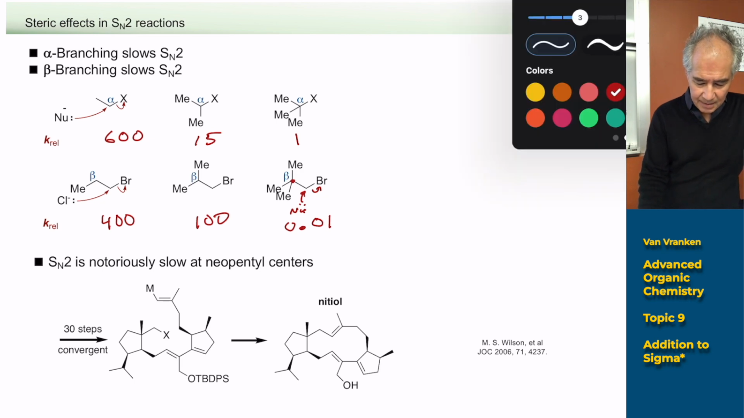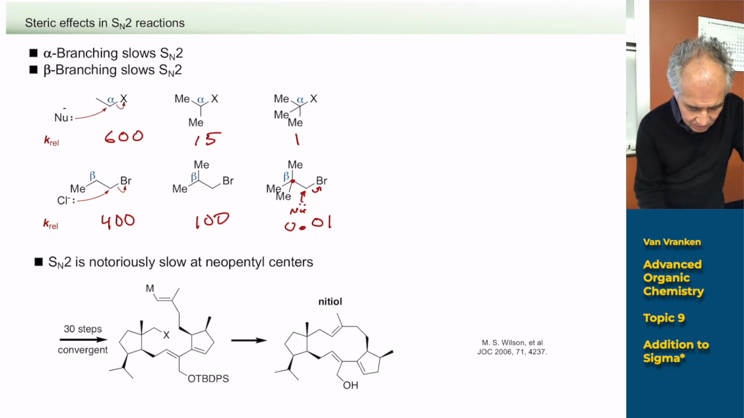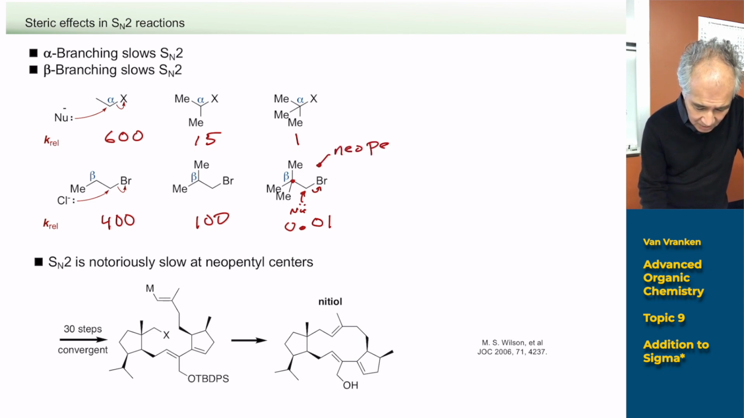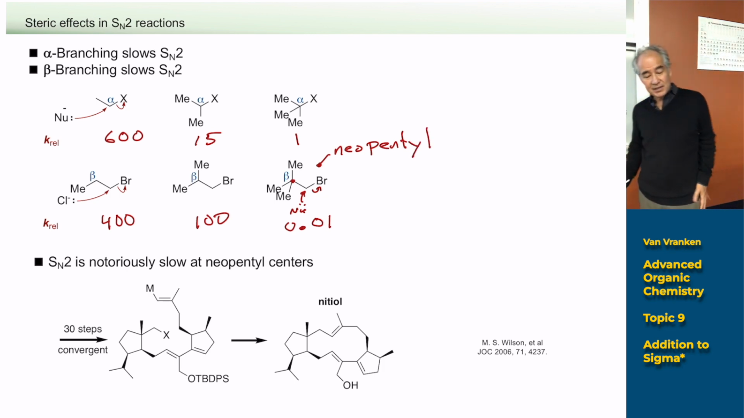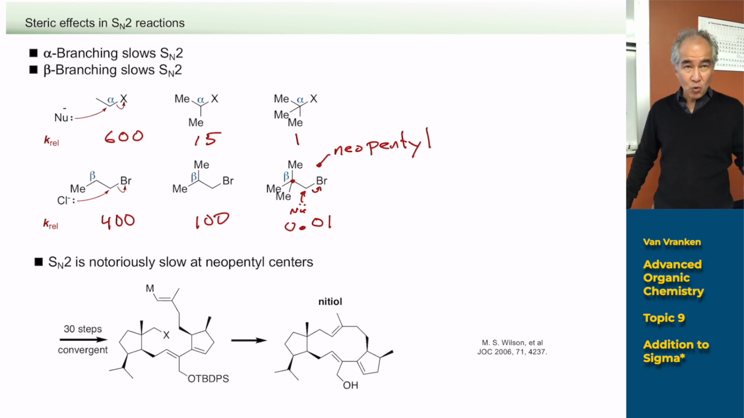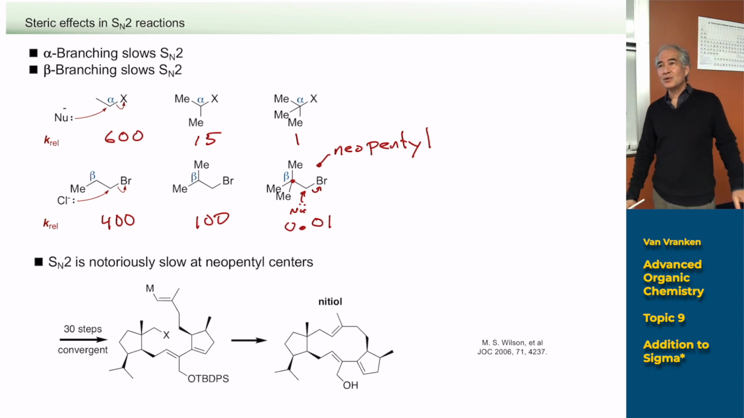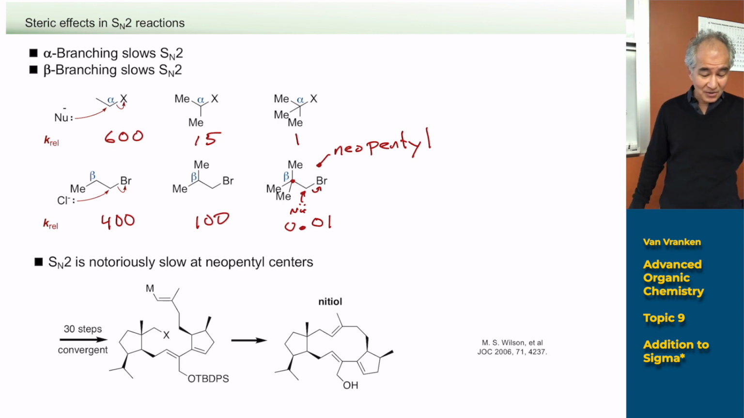Let me go ahead and give that a name there, because you should look for this when you try to do substitution. That center is not, this whole group is called neopentyl. This is called a neopentyl group. Neopentyl means you've got a quaternary center one carbon over. It's worse than trying to do SN2 substitution at a tertiary center.